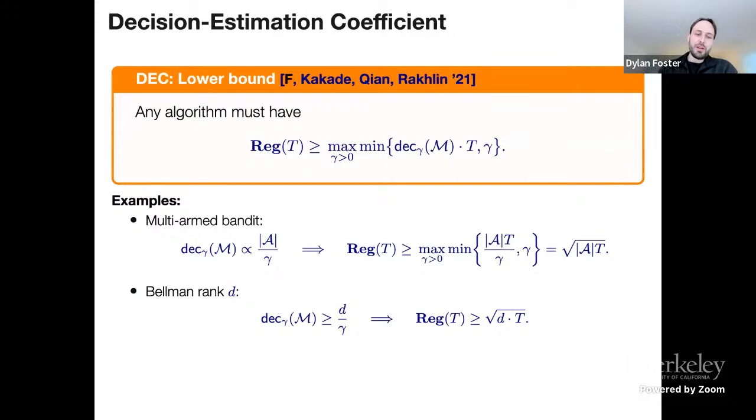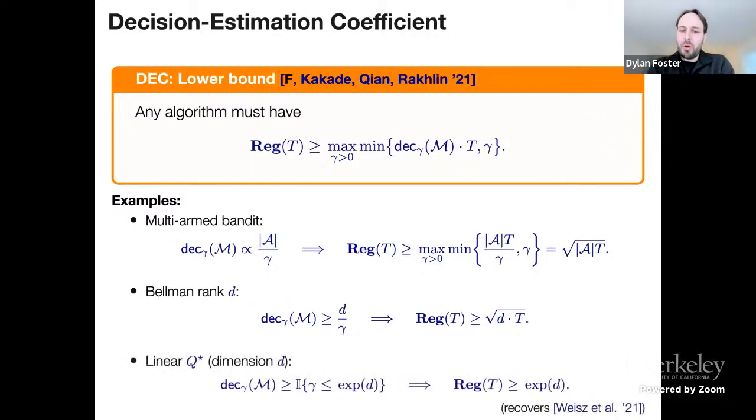If we look at the setting I mentioned before, where we assume Q star is linear in a feature map in D dimensions, but nothing else, here you can show that the DEC is exponential in the feature dimension. If you plug that into your lower bound, you see that the regret for any algorithm has to be exponential. You're recovering the fact that the setting is not tractable.